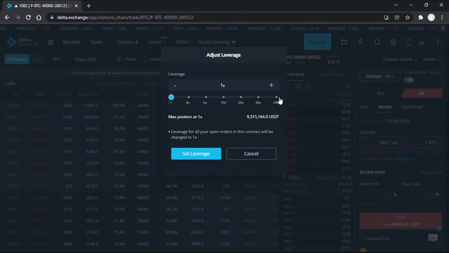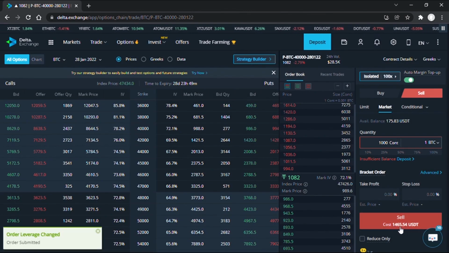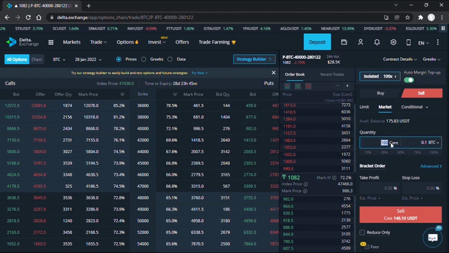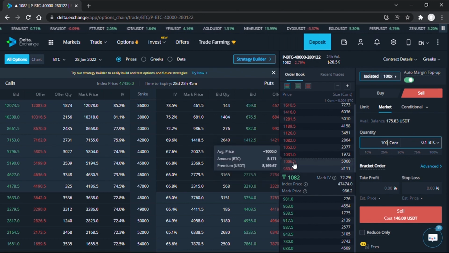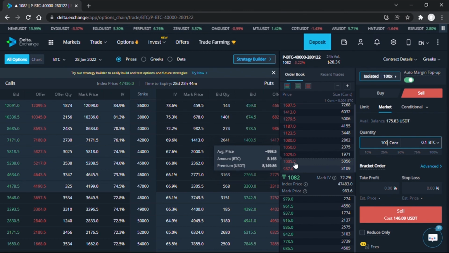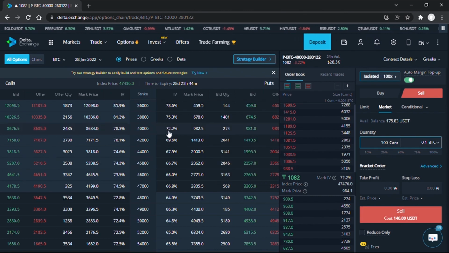If you are going with 100x leverage, then you need to have 1500 USDT. Normally we won't go with 1000 contracts because that's a very large amount. Normally we will go with 100 contracts or 10 contracts. If you are going with 100 contracts, then you will receive 100 USDT as the premium, since it is 0.1, you multiply with 1000 and that gives 100 USDT. If you are selling this at 100x leverage, then you have to pay 146 rupees as margin, and you will receive 100 USDT as the premium. If the option expires out of the money, then you will get 100 USDT as the profit.